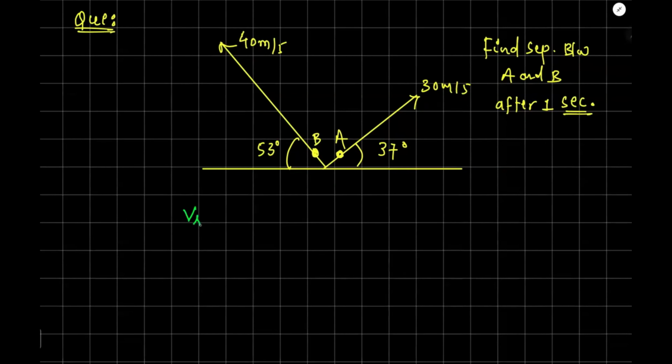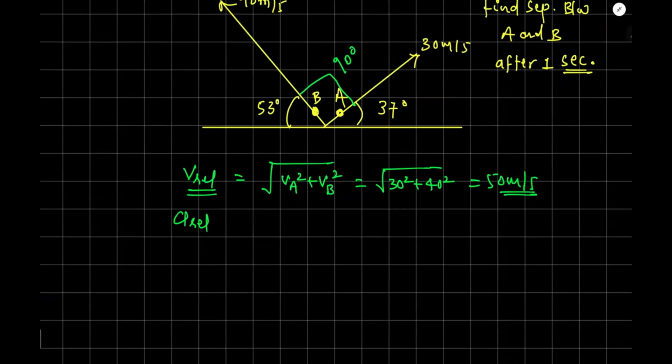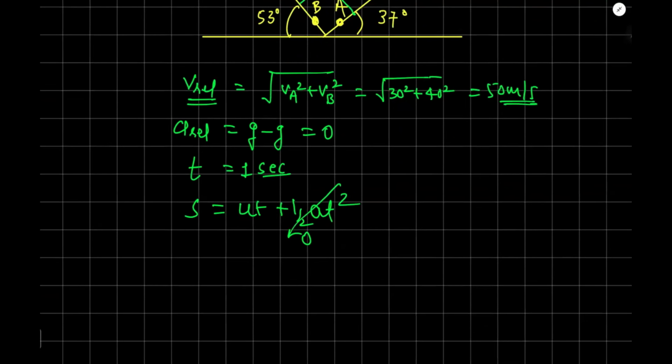First we will try to figure out V relative, right? So you know this angle is going to be 90 degree. So how can we find the V relative? Root over VA square plus VB square. So I can say my V relative is going to be root over 30 square plus 40 square, that is equal to 50 meter per second. Right, my A relative is going to be g minus g, which is equal to 0, and the time given to me is 1 second, and I have to find the separation distance. So I can use S is equal to ut plus half at square. You know this term is 0, so I can say it is 50 meter per second into 1 second. So you'll get your answer as 50 meter.